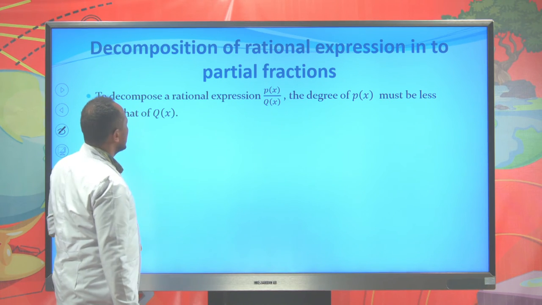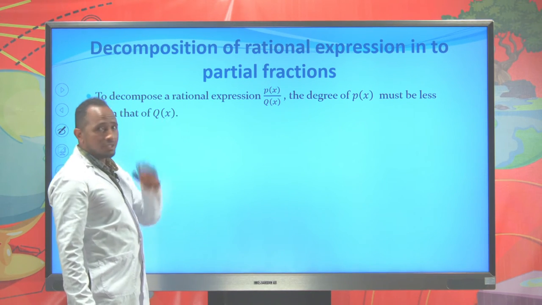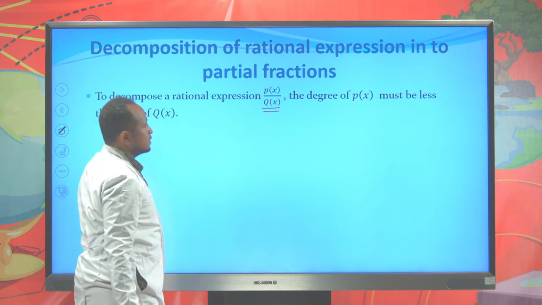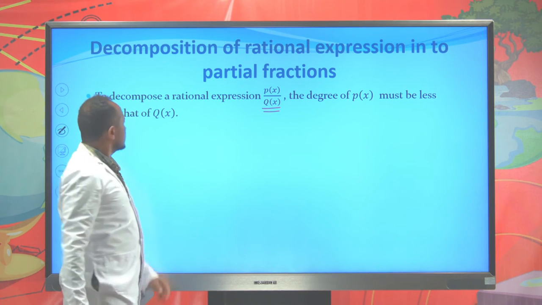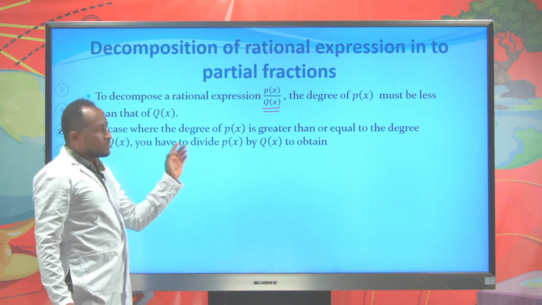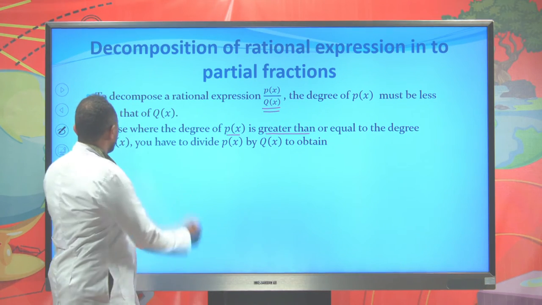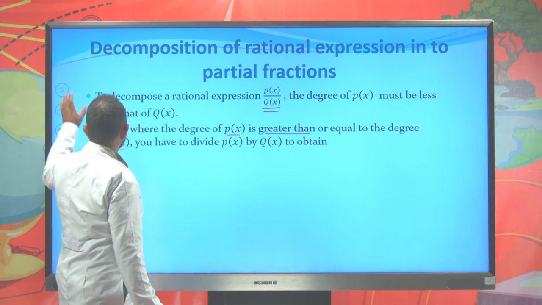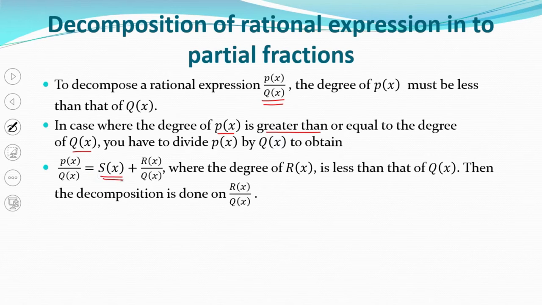Now, let's see how to decompose a rational expression. To decompose a rational expression p of x over q of x, the degree of p of x must be less than the degree of q of x. In the case where the degree of p of x is greater than or equal to the degree of q of x, you have to divide p of x by q of x to obtain p of x over q of x equals some quotient s of x plus the remainder r of x divided by the divisor q of x.